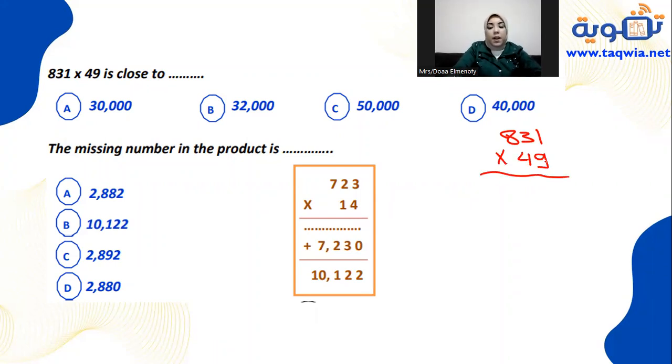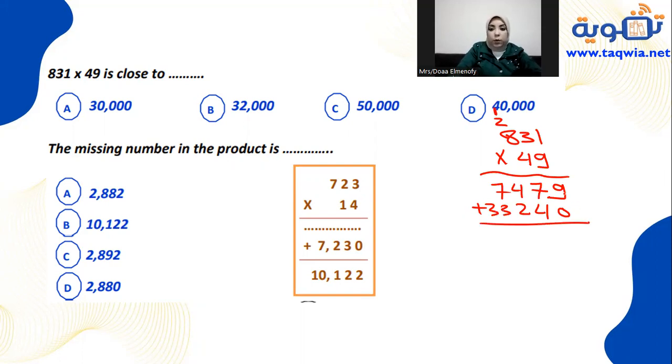Okay, so 1 by 9 equals 9. So we're going to use the standard algorithm here. And 3 by 9 equals 27, 7 and carry up 2. 8 by 9 equals 72, and 72 plus 2 equals 74. Plus, and don't forget to put the 0. Okay, 1 by 4 equals 4, and 3 by 4 equals 12, and carry up 1. And 8 by 4 equals 32 plus 1 equals 33.